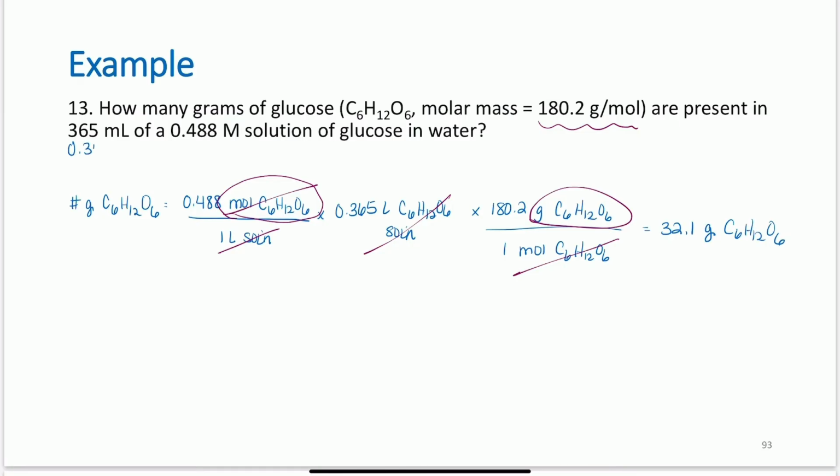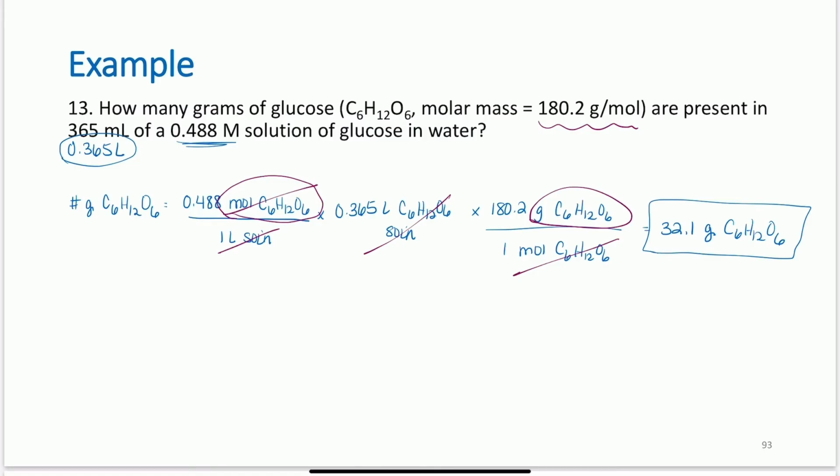Again, we need to convert this to liters. But this also means that, say I need to prepare 365 mils of a 0.488 molar solution of glucose, I would dissolve 32, I keep saying 300 because of that value, I'm sorry.